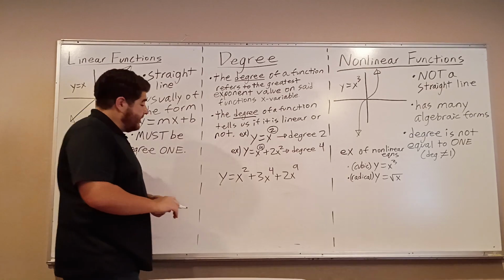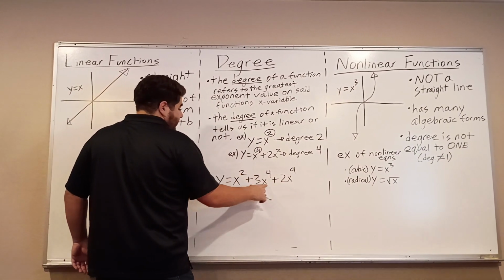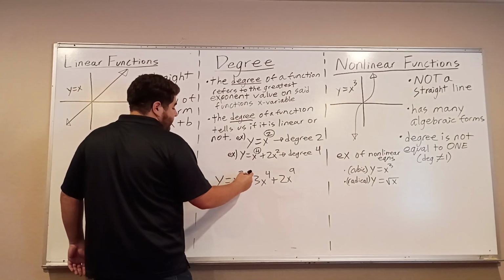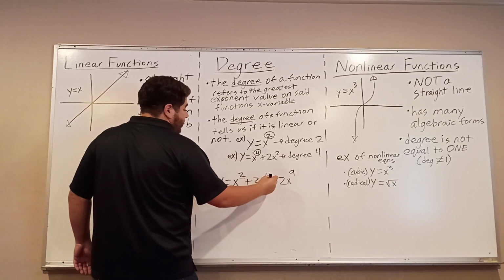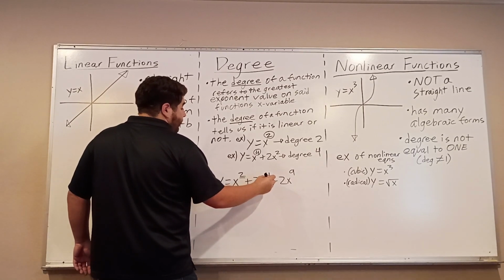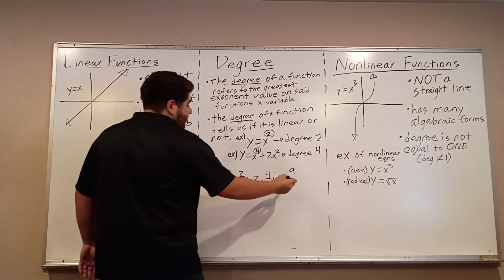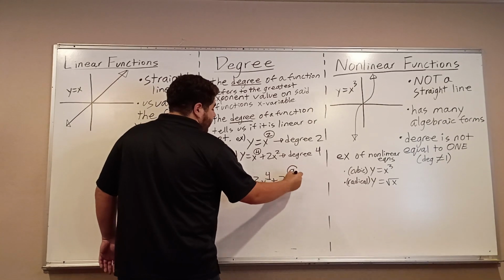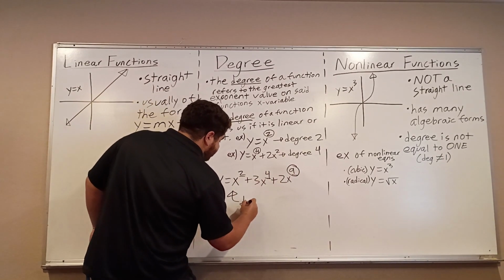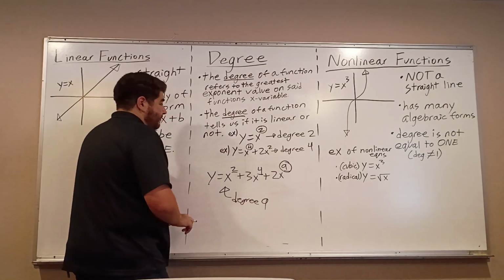Okay, so you guys noticed that there's 3 x terms, and one term is squared, one term has a 4th power, and one term has the 9th power. What term is the largest? Obviously the 9th. So this function is of degree 9.